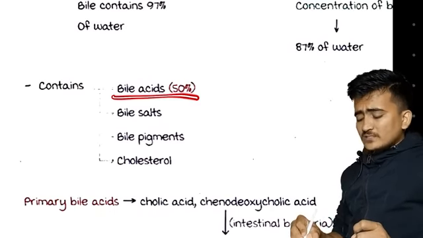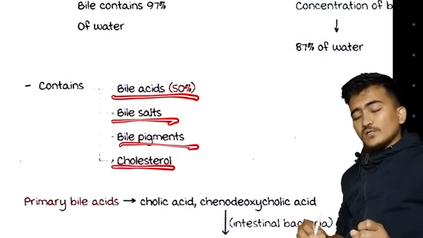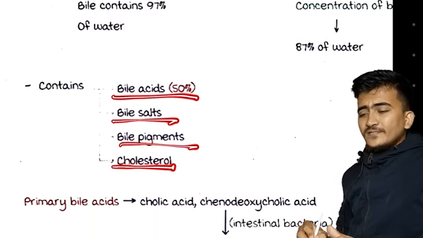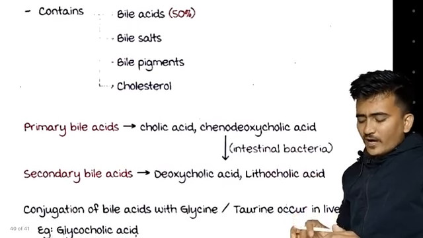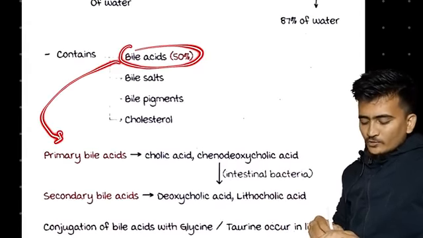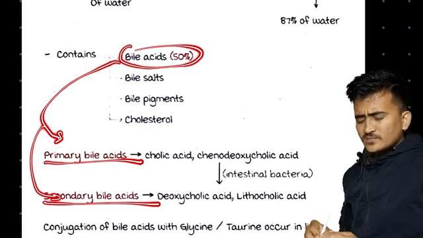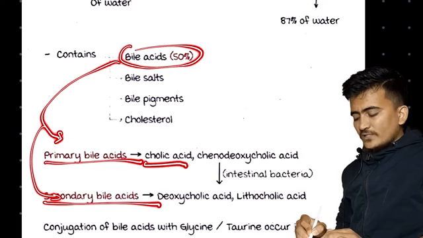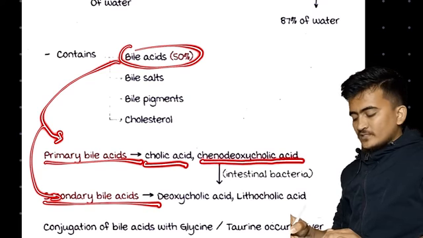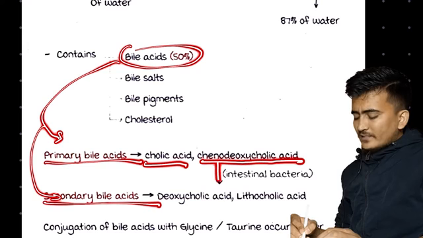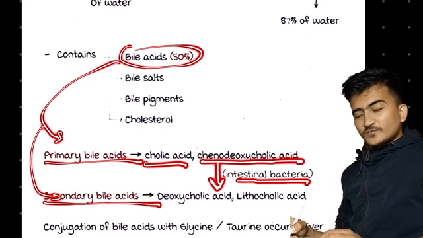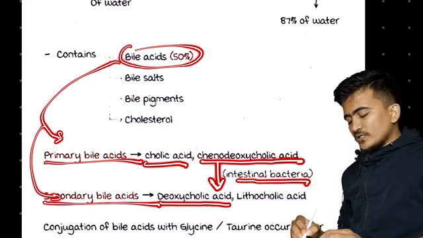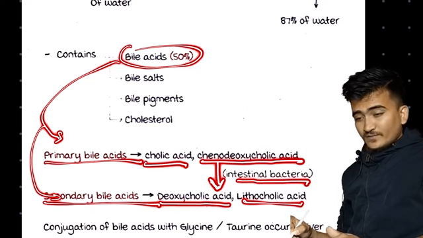Bile consists of bile acids, bile salts, bile pigment, and cholesterol, right? Talking about bile acid, there are two types: primary bile acid and secondary bile acid. The primary bile acids are cholic acid and chenodeoxycholic acid, right? When these primary bile acids are acted upon by intestinal bacteria, they are converted into secondary bile acids, and they are deoxycholic acid and lithocholic acid, right? That's all.